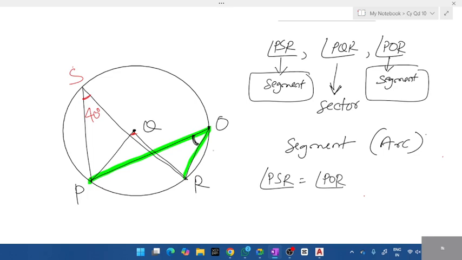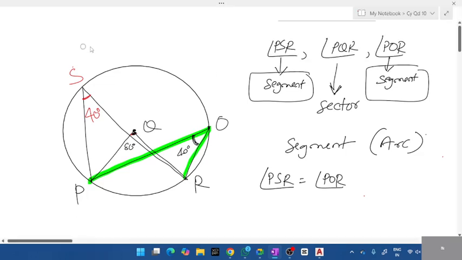All of you complete it. Any doubts? All four of you, did you understand the difference? So this will be 40 degree, this will be 80 degree.